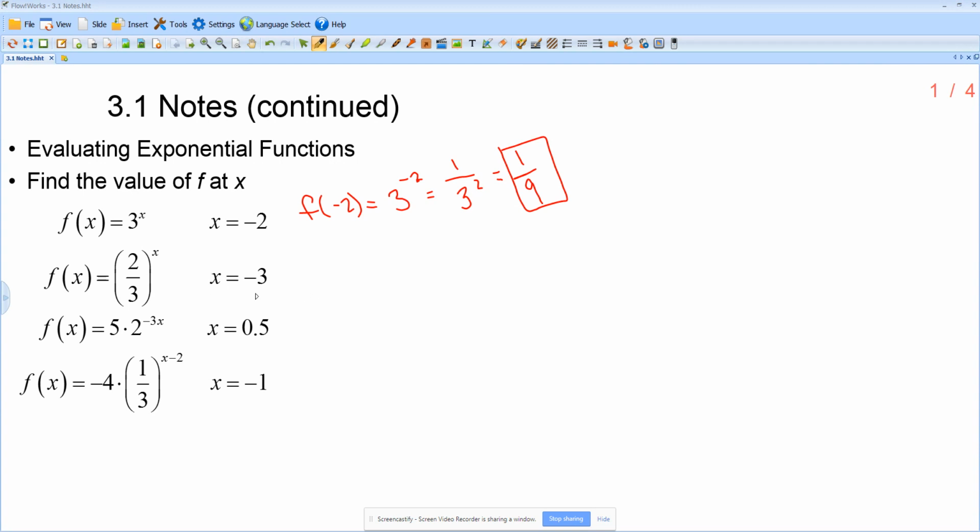If I have 2/3 to the -3, so f of -3 is equal to 2/3 to the -3rd. First, I'll deal with this negative exponent. What that does to a fraction is it just flips it over. So this becomes 3 over 2 to the 3rd. And now, when I have a fraction raised to a power, I can just raise the numerator and denominator separately to that power. So 3 cubed is 27. 2 cubed is 8.